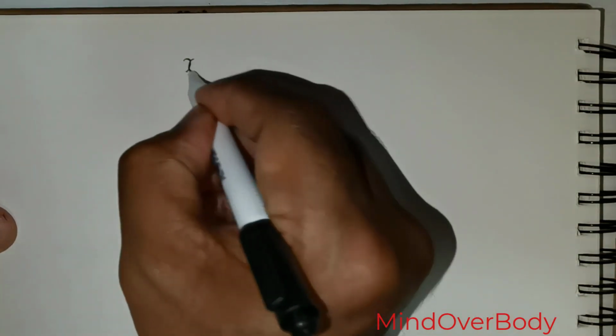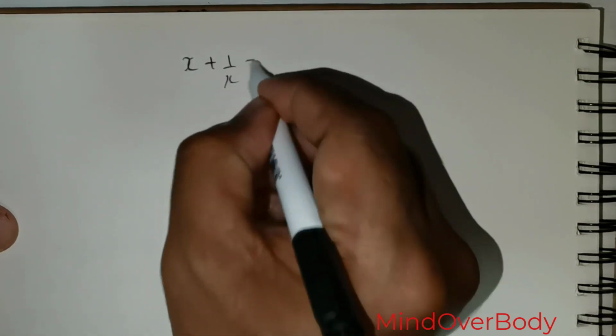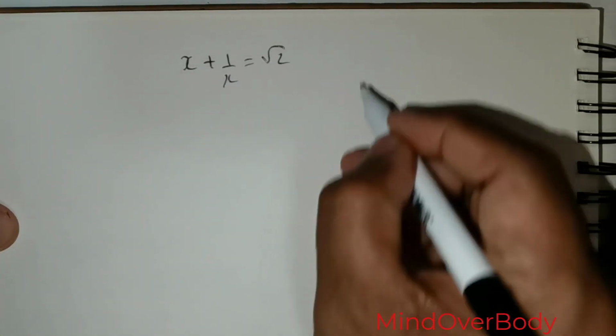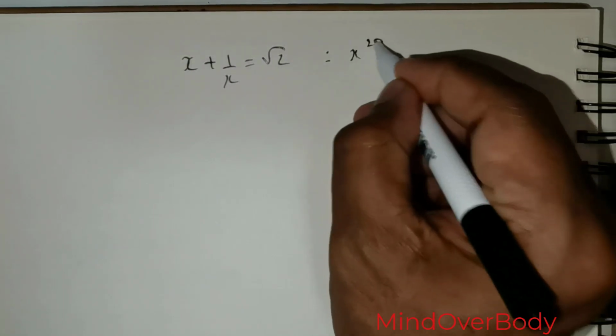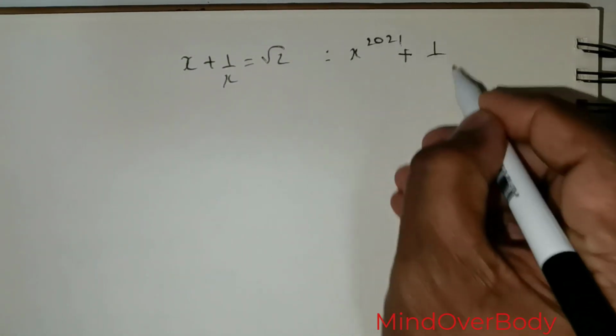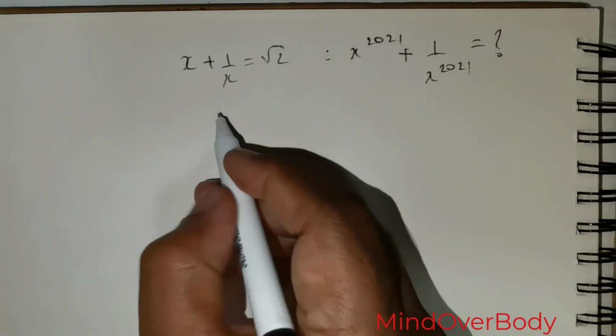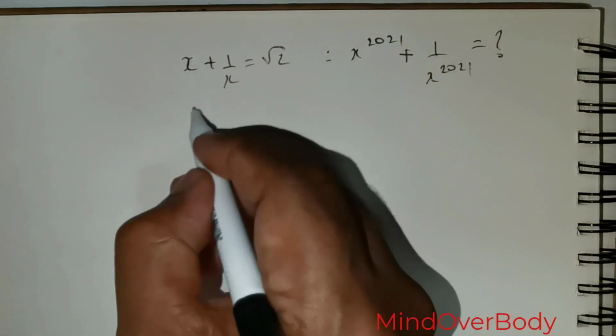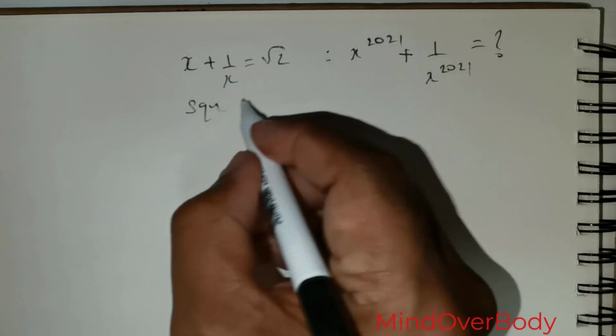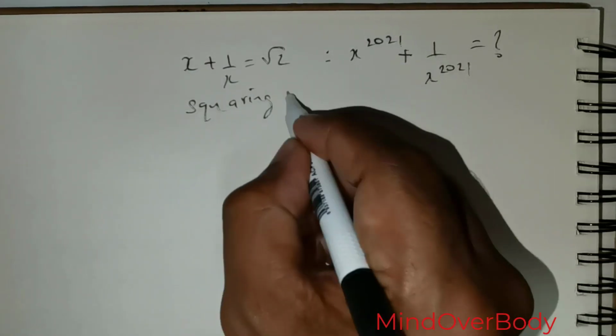Now I would like to do the same question using algebra, no complex numbers. We are expected to find x^2021 + 1/x^2021. We need to compute this. Now what I wish to do is square both sides because I got a radical sign, and I would like to remove that.